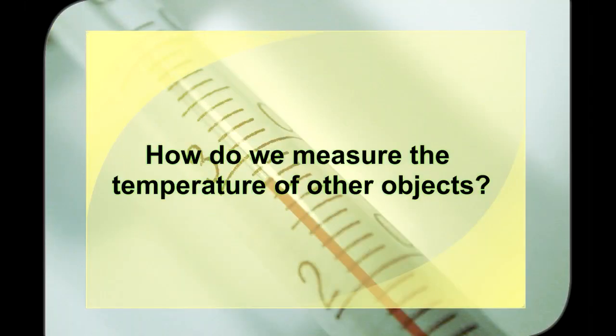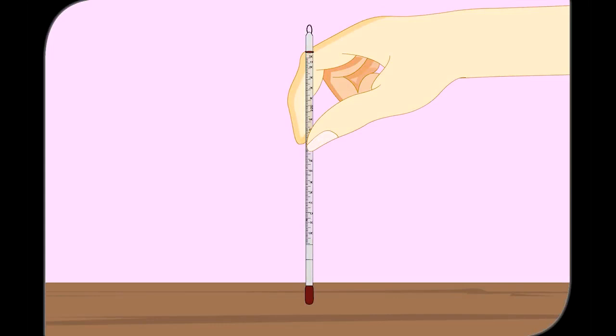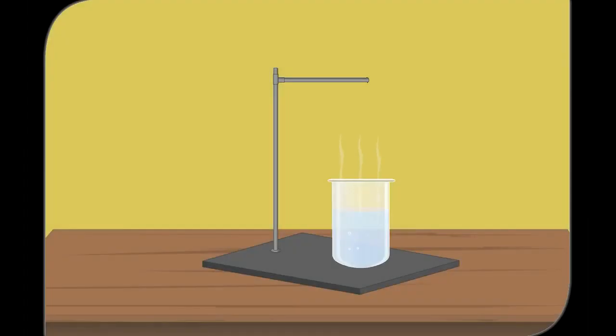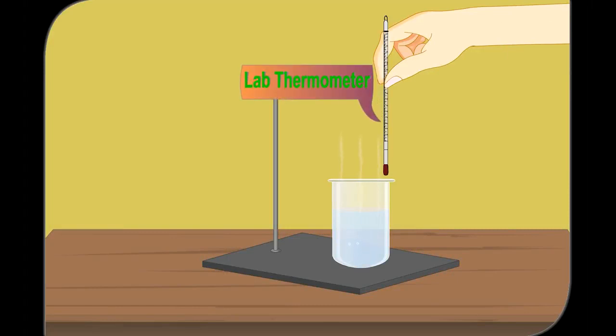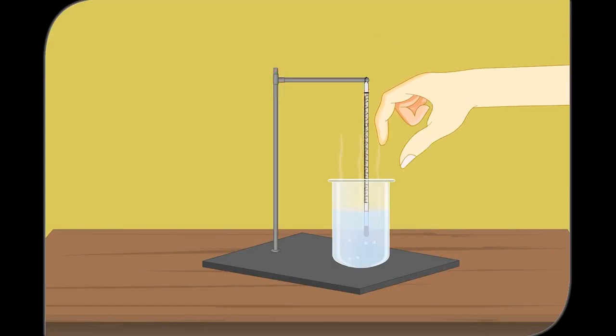How do we measure the temperature of other objects? A laboratory thermometer is used to measure the temperature of substances in the laboratory. The range of laboratory thermometer is -10 degrees to 110 degrees centigrade. You can measure the temperature of hot water using a laboratory thermometer. Suspend a laboratory thermometer from an iron stand. Place a beaker with hot water under the thermometer such that its bulb dips completely in water but does not touch the base and sides of the beaker.